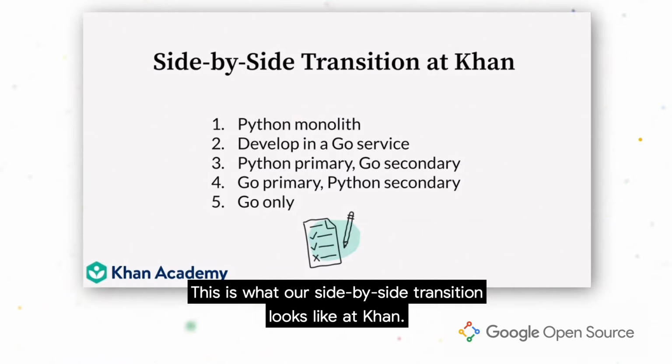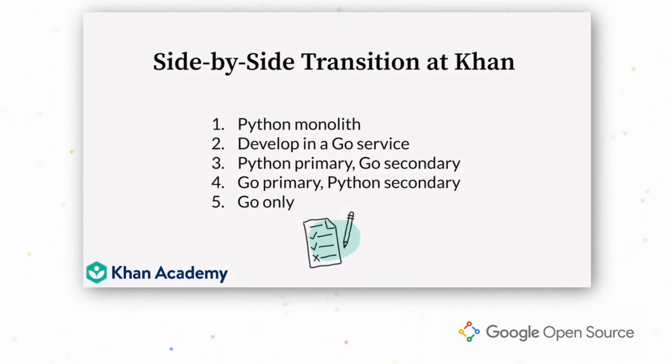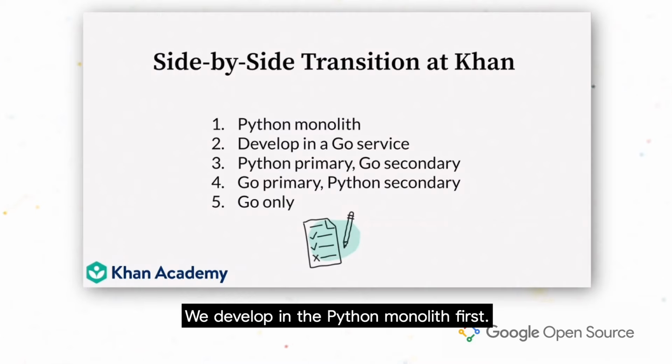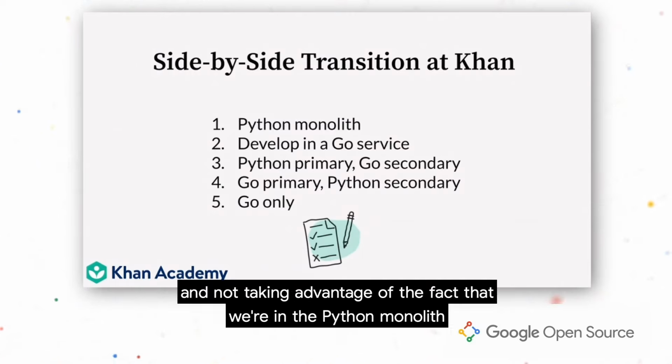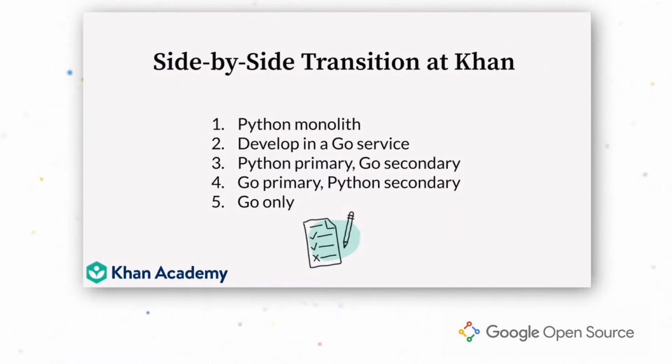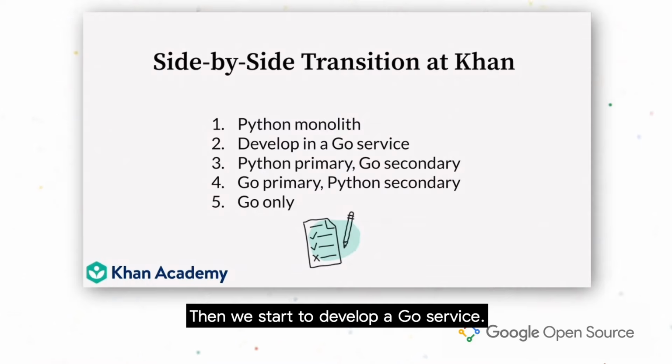So this is what our side-by-side transition looks like at Khan. We develop in the Python monolith first. We make sure that we're actually using the GraphQL endpoint and not taking advantage of the fact that we're in the Python monolith to make a library call. Then we start to develop a Go service.